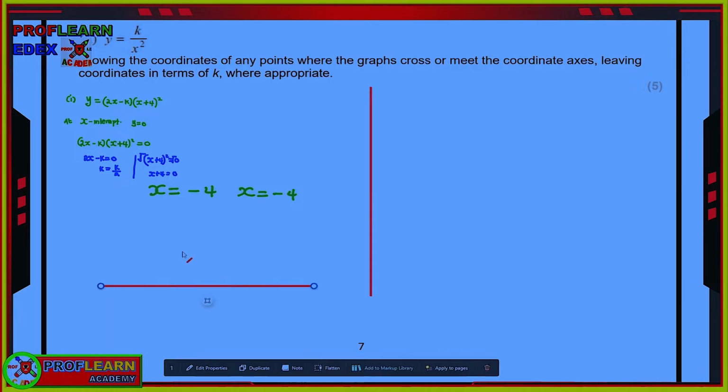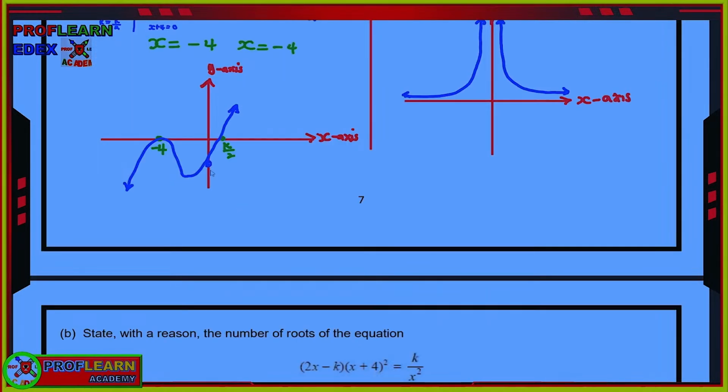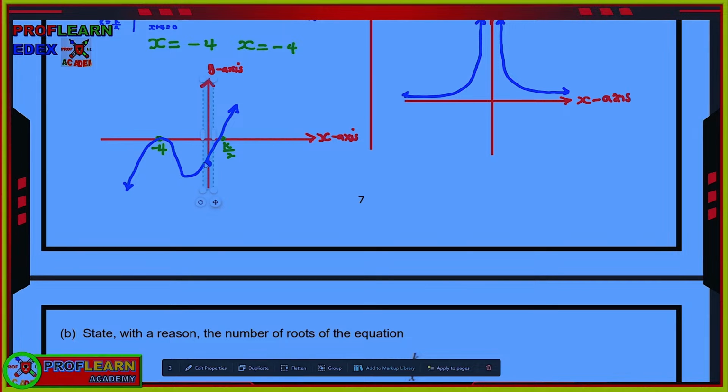Then we're going now to sketch the graph, and we also need to know the y-intercept of this graph. We know at the y-intercept, x equals 0. So we substitute x = 0 into this equation, which translates to negative 16k, and that point will be down here. So our graph will look like this. The curve will pass that way. Yeah, this is the curve.